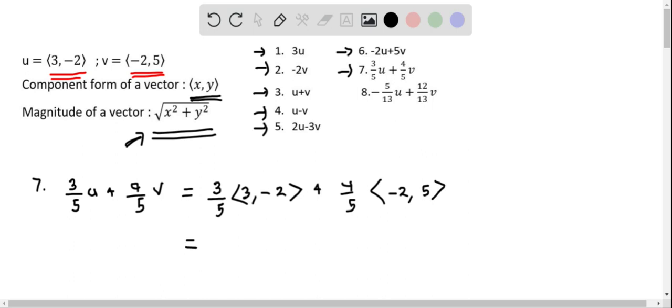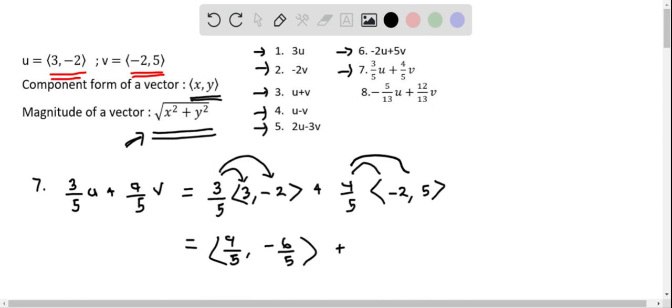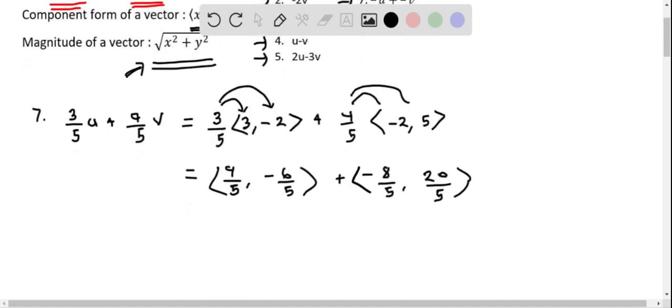So first let's do the distribution. We have to distribute the 3/5 with the 3 as well as the minus 2, and when we do that we will get 9/5 minus 6/5, plus, here I have to do the distribution of 4/5 with minus 2 and 5. So when I do that, I'll be getting minus 8/5 comma, it's basically 4, but I'm going to write it as 25/5. This will help us to do the addition a little bit easier.